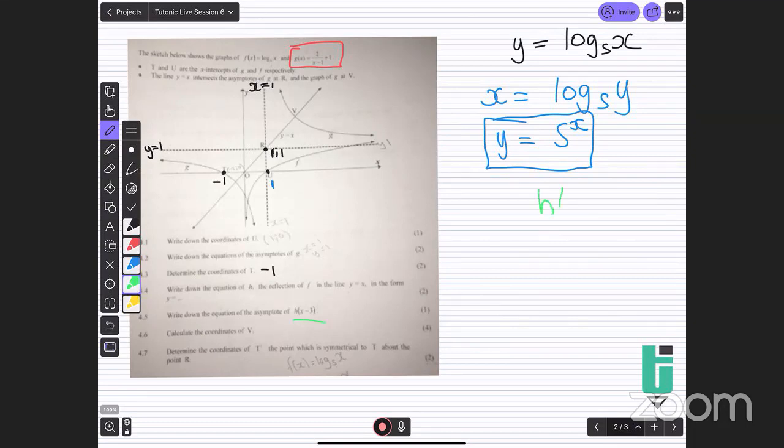So what does h(x) minus 3 mean to you guys? There was a shift. Now, what type of shift? Three units to the right. Horizontal shift to the right. Well done.